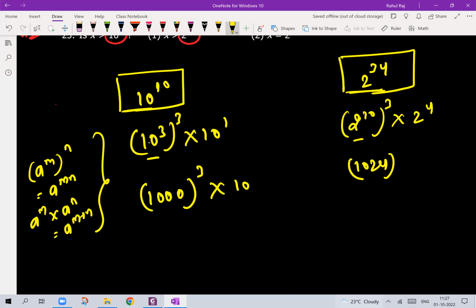And to get this, you don't have to multiply a lot. You know 2 to the power 5 is 32. So 2 to the power 5 into 2 to the power 5 is 32 into 32. You will get 1024. That is a cubic term.